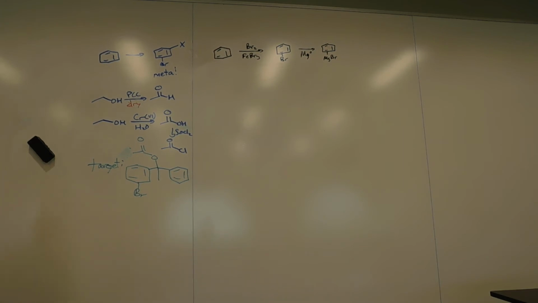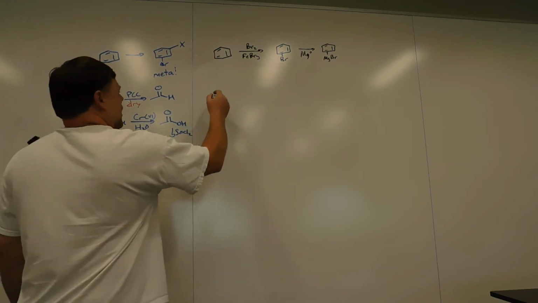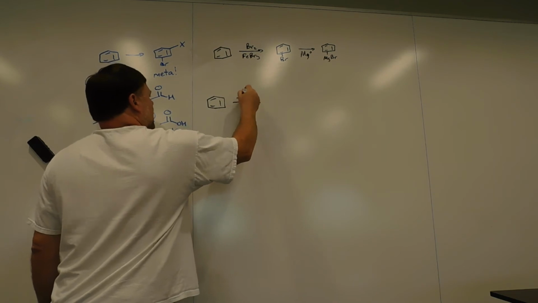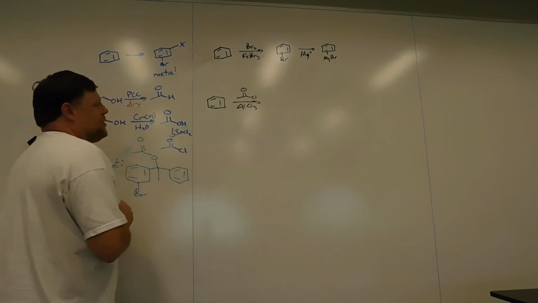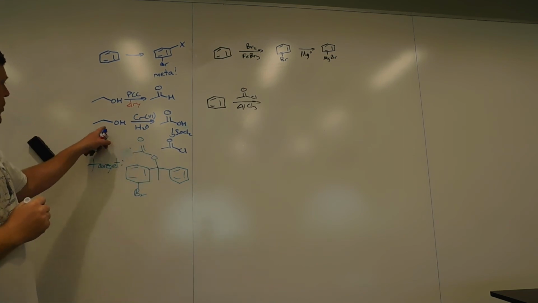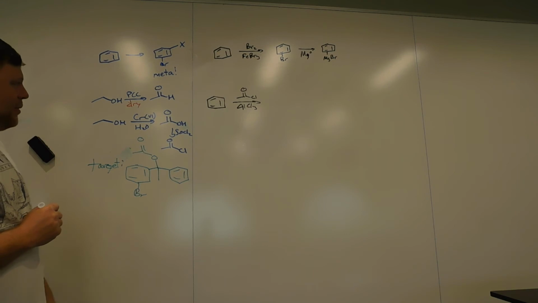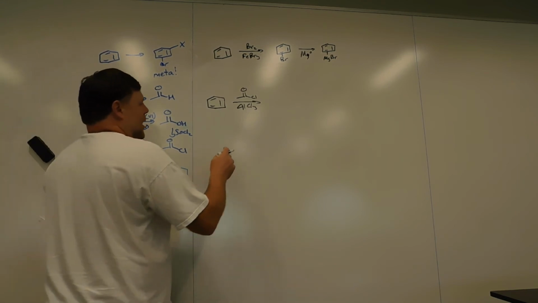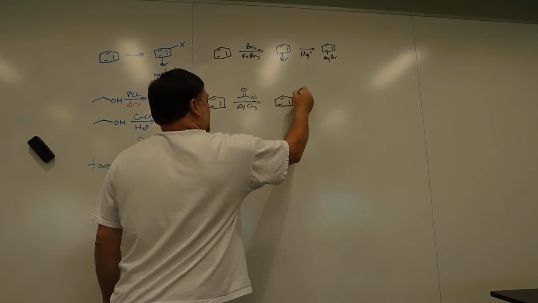Okay, so let's start. We've sort of done the retro analysis, let's go forward. We're going to take benzene, and the first thing we're going to do is put the acyl group on. So a Friedel-Crafts acylation, acetyl chloride, which we got by oxidizing ethanol up to acetic acid and then treating with thionyl chloride. Treat benzene and acetyl chloride with aluminum trichloride, and we will get acetophenone. Now we have a ketone.